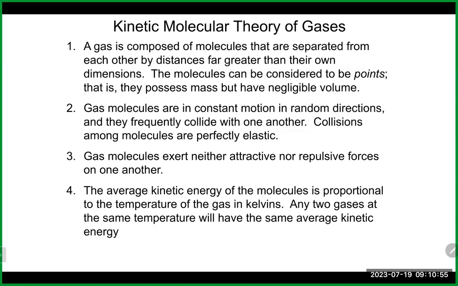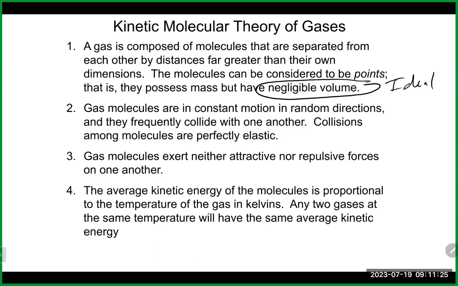A gas is composed of molecules that are separated by distance. They can be considered points, and they possess no volume or negligible volume. That, again, is one of the things that makes something an ideal gas. That's why we really focus on the volume of the container the gas is in, rather than the volume of the gas itself under ideal conditions. And that's really one of the things that defines an ideal gas.